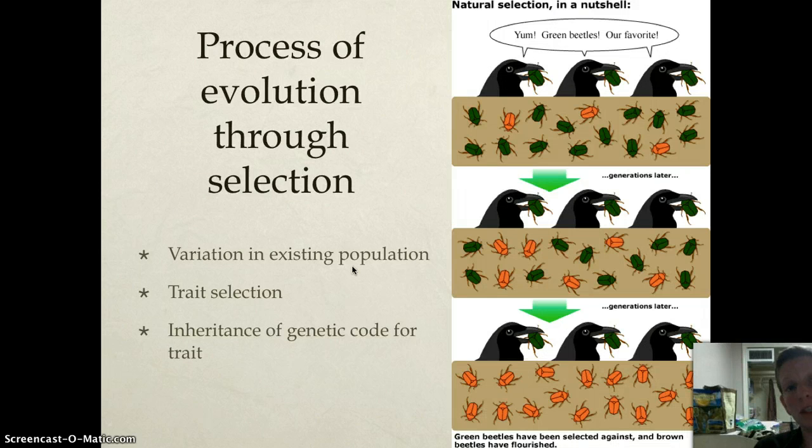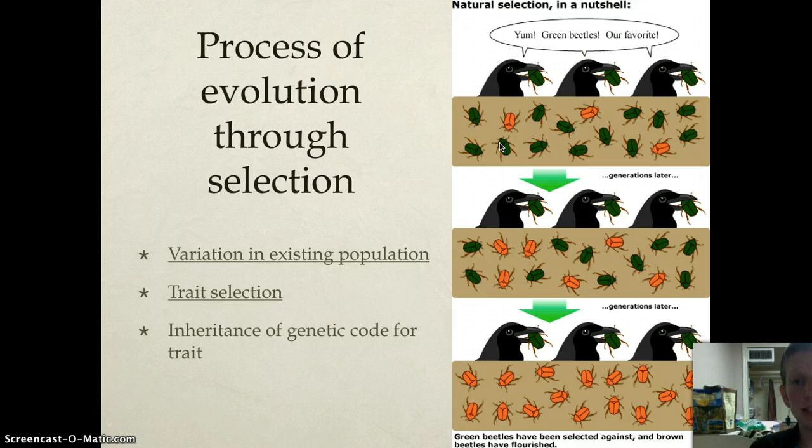Both the artificial and the natural selection happen through a specific process, and they're very, very similar processes. For both artificial and natural selection, there has to be some existing variation in the population. Here, we have green and orange beetles. In artificial selection, we had something like fast dogs and slow dogs. That just occurred naturally. That variation was there.